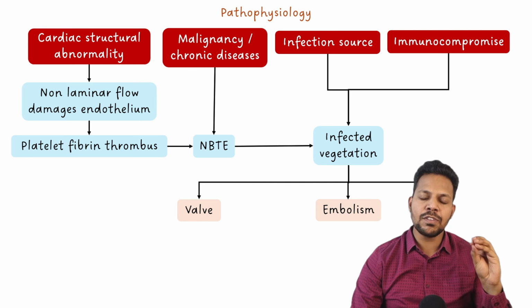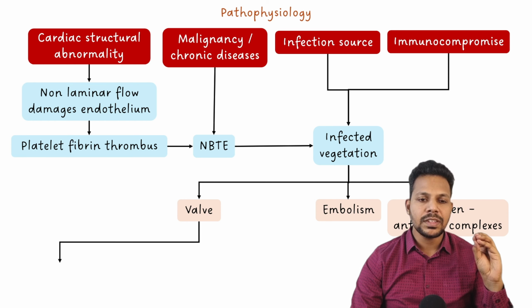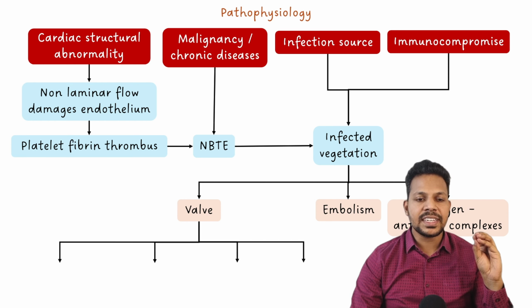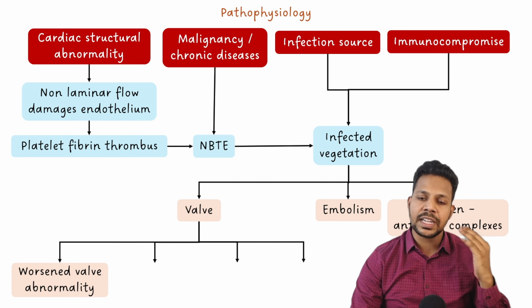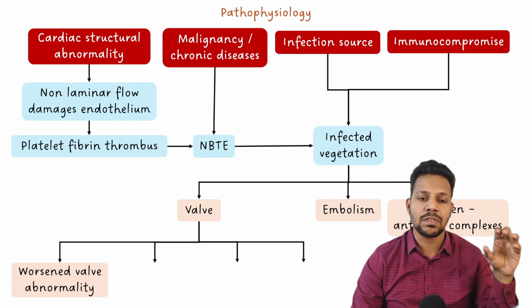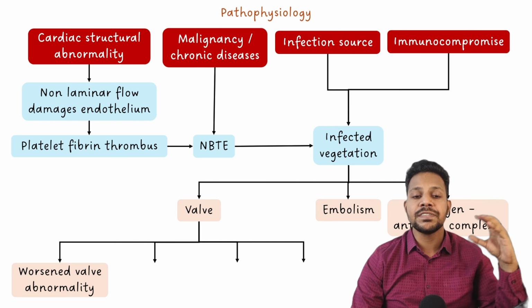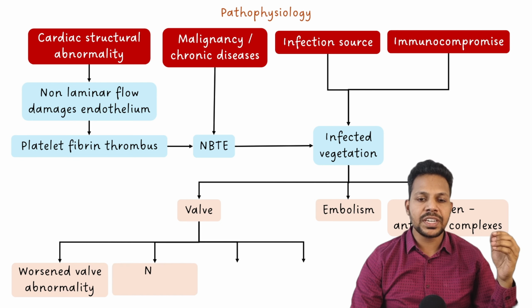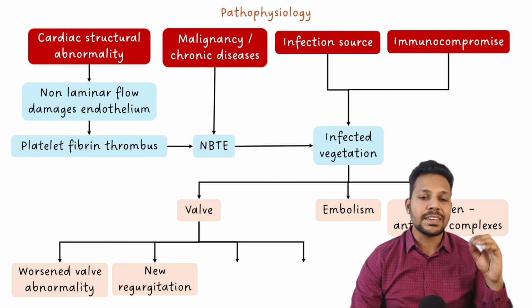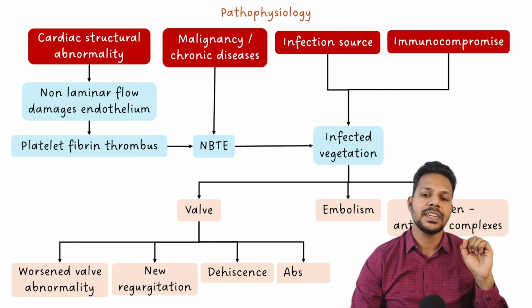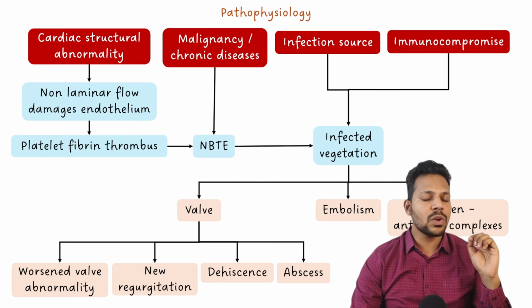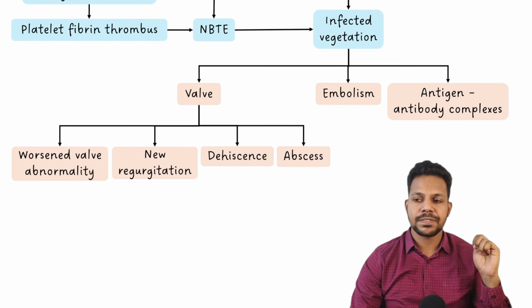Because of any of these three effects, the patient can develop pathological consequences. The effect on the valve could be a worsened valvular abnormality. The patient may already have a valvular abnormality because of which there is a non-laminar flow, and that could have resulted in the formation of an infected vegetation. This infected vegetation will further result in the destruction of the valve, and the valvular abnormality is worsened. There is a possibility of a new regurgitation, valvular dehiscence can happen, and there is also a possibility of development of abscess within the valve. So these are all the possibilities with the valve.